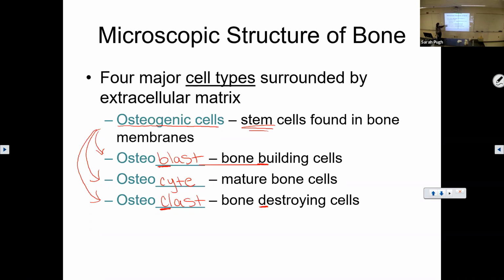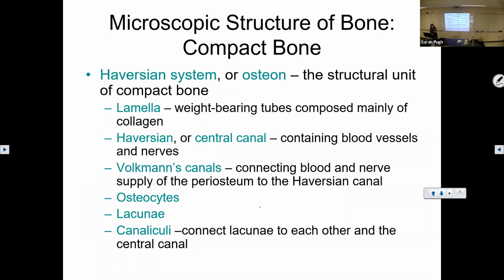Okay? So we have these different kinds of cells based on what our body needs. We can build bone or we can destroy our bone. Okay? These are all of the microscopic structures that we find in our bone. These are the same things that you guys looked at in lab in this model, okay? So we're going to talk about some of these structures.